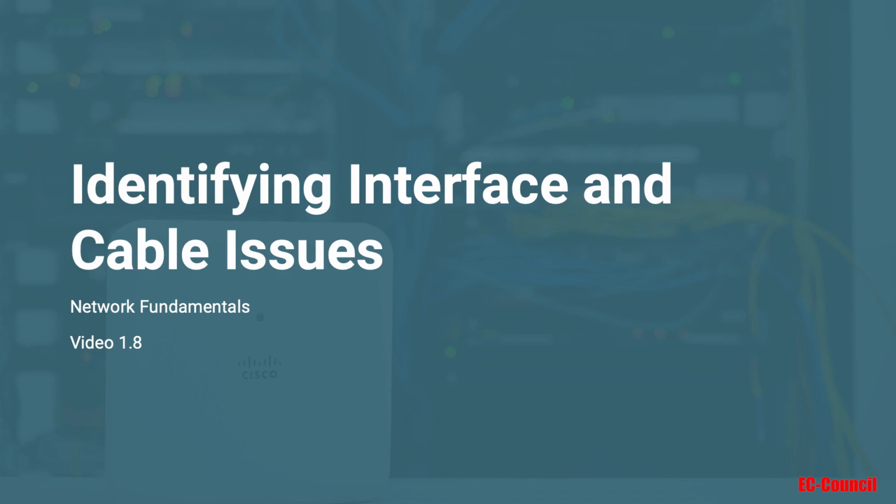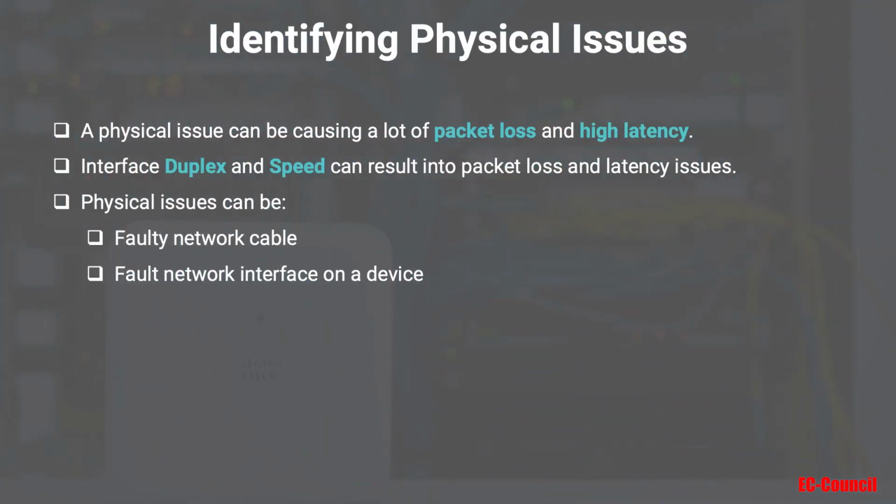In this video, we'll take a look at identifying interface and cable issues on a network. So let's dive on in. A physical issue can cause many types of problems, and these problems can start as a small problem and grow and affect all users on a network.